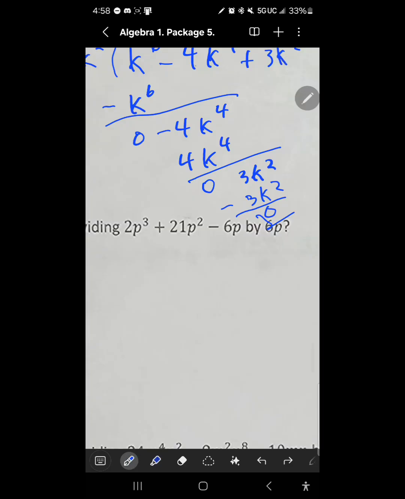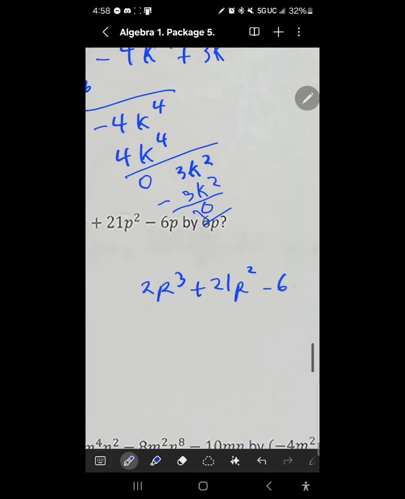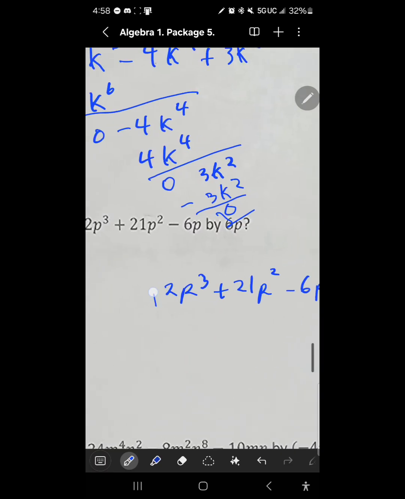Now let's see 54, which fraction is the result of dividing this by that. So it's just repeating the same and the same and the same. But through repetition, you get to understand it better. So 2p3 plus 21p squared minus 6p divided by 6p. And then 2 divided by 6 is 2 over 6, which is the same as 1 over 3. And then p3 divided by p is p squared.